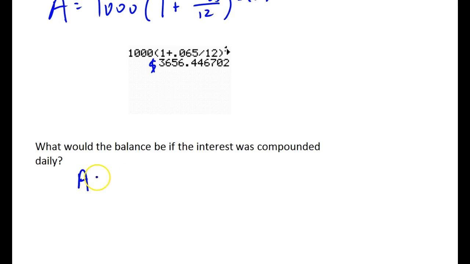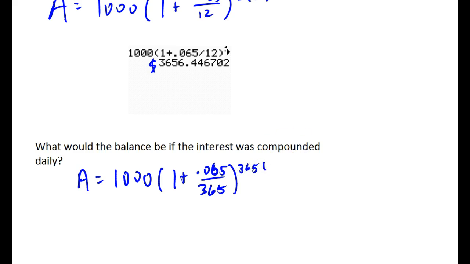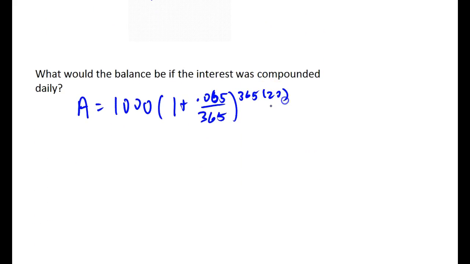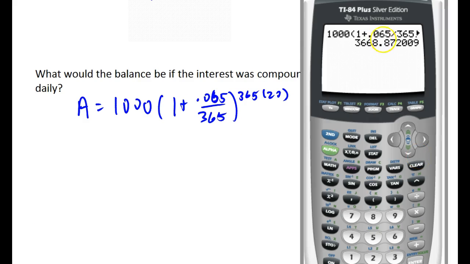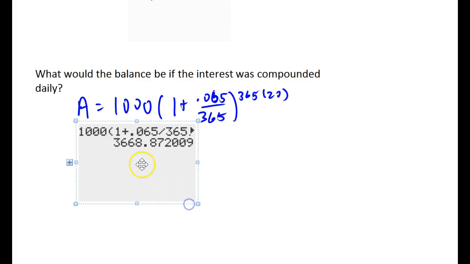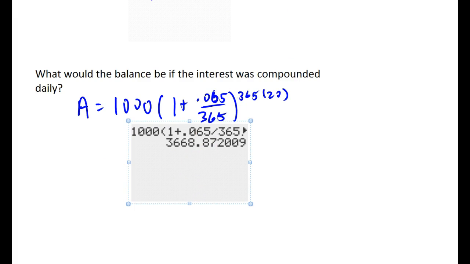The only thing that's going to change from our formula is instead of N being 12, it's going to be 365. So I get 365, and that was 20 years. Okay, 20. And I went ahead and put that into my calculator and got an answer of $3,668.87. So it's a little bit better deal if you can get it compounded daily instead of monthly.